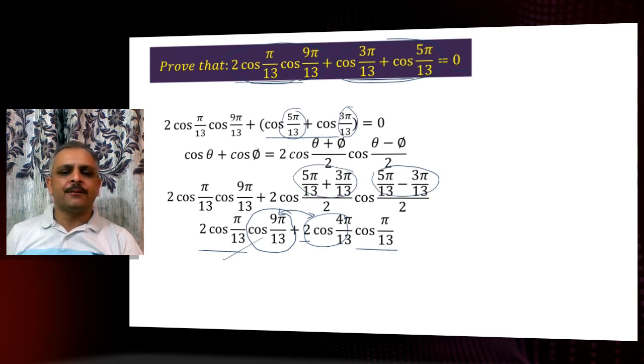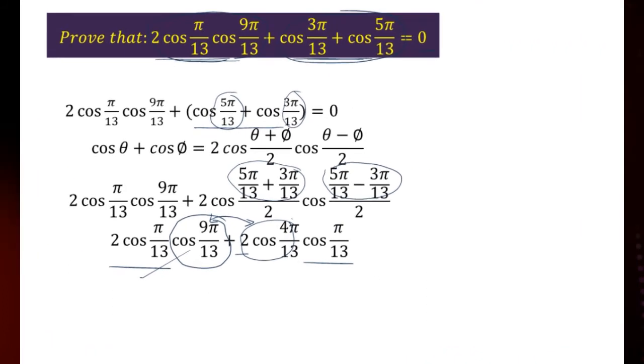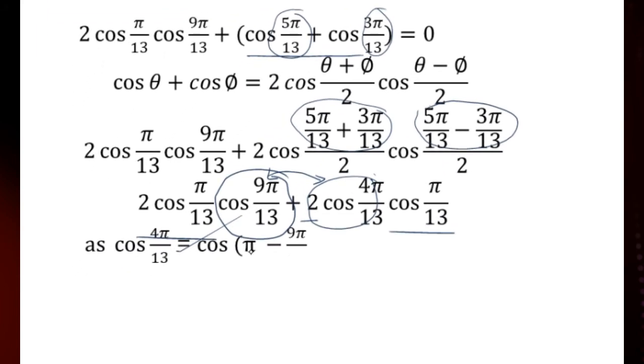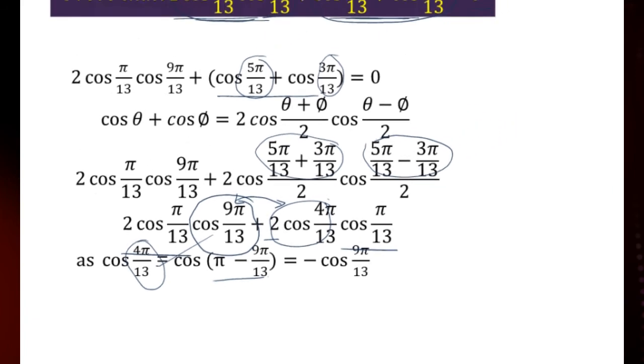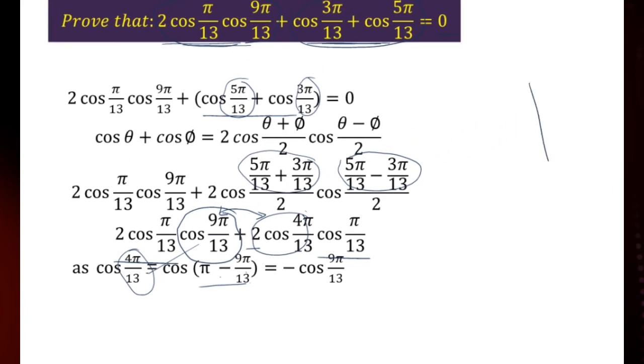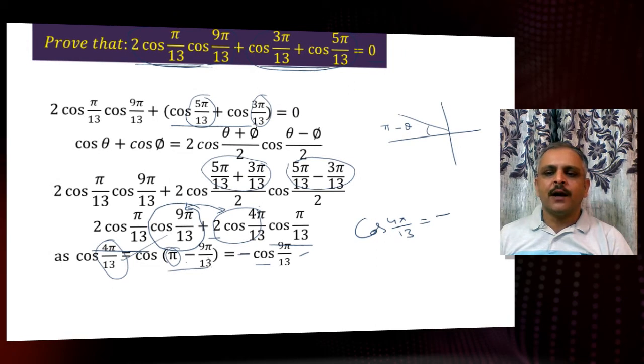So we will replace one of the terms with another. See how: I will write cos 4 pi by 13 as cos of (pi minus 9 pi by 13), since pi minus 9 pi by 13 is again 4 pi by 13. Cos of (pi minus theta) lies in the second quadrant, and in the second quadrant cos is negative, so there is a minus sign. As we are measuring the angle with respect to pi, it stays cos 9 pi by 13. That means cos 4 pi by 13 can be replaced with minus cos 9 pi by 13, and that is what I want.